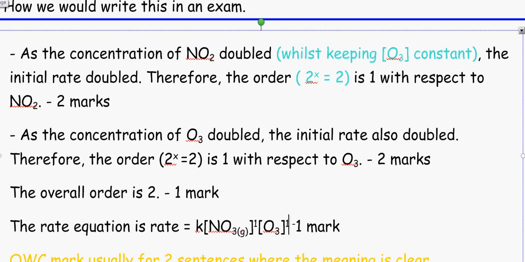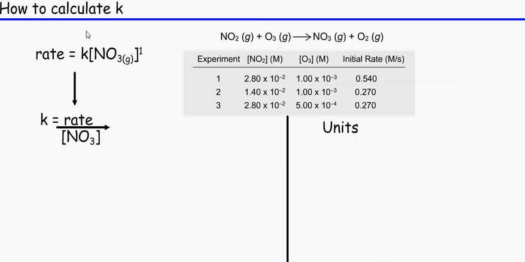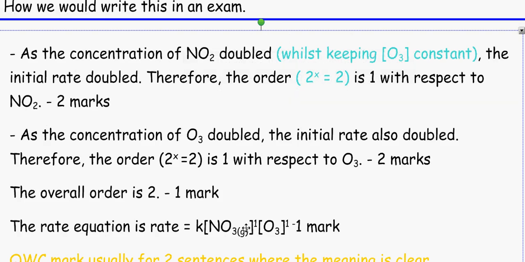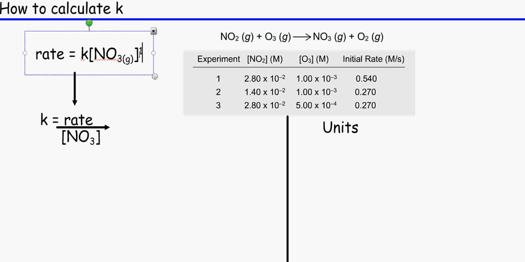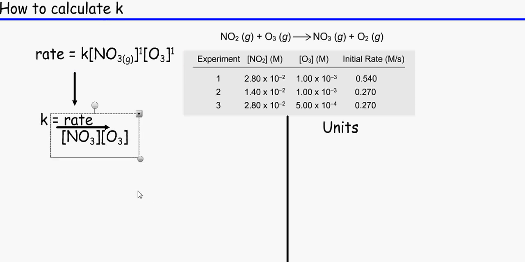Now, the second bit of the question that they would usually ask you is to calculate K. The rate equation is what we would use to find out what K is. So what we would use is experimental data from one of these experiments. Okay, let's use experiment 1. So we would basically substitute all these concentrations in.